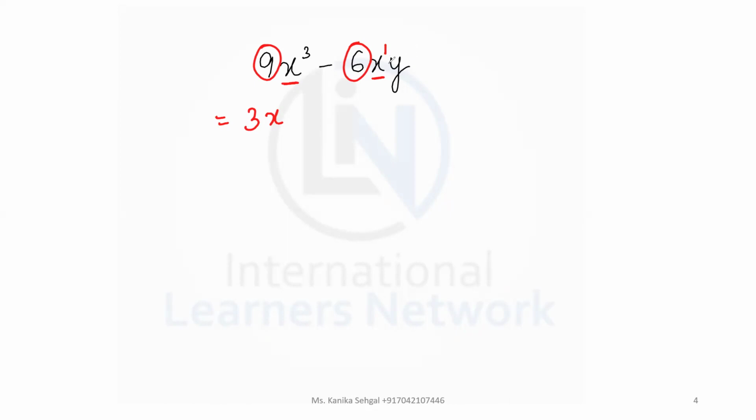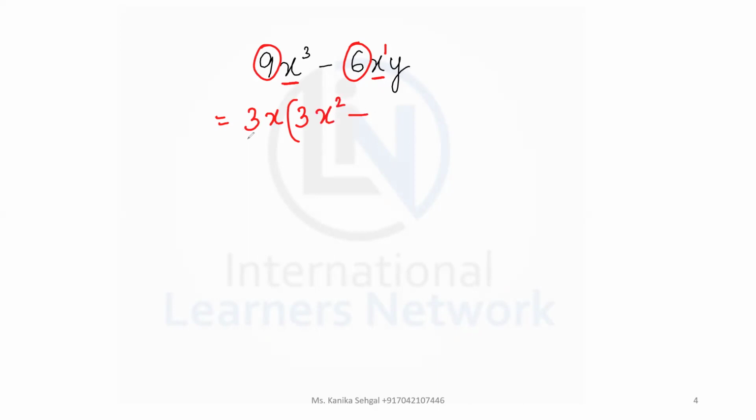Now, y is here in the second term, but not in the first term. So it is not a common term. We'll keep this y as it is. So by which number shall we multiply 3 so that we get 9? That would be 3. By which number shall we multiply x so that we get x cube? That would be x square.